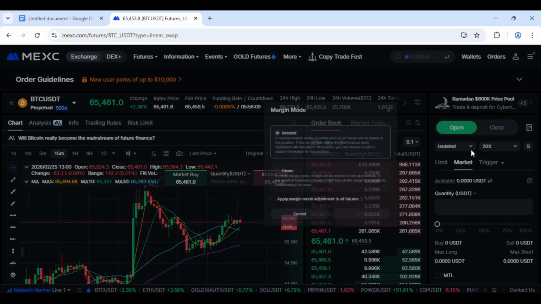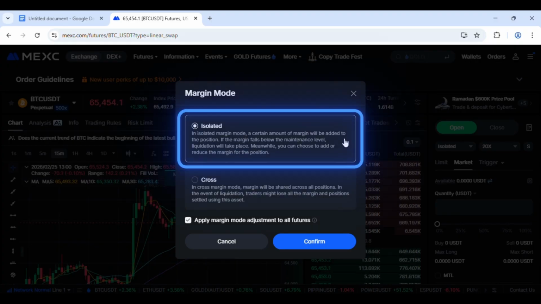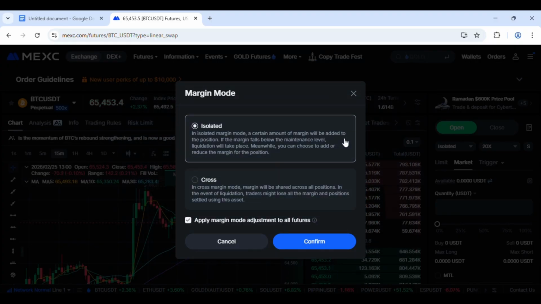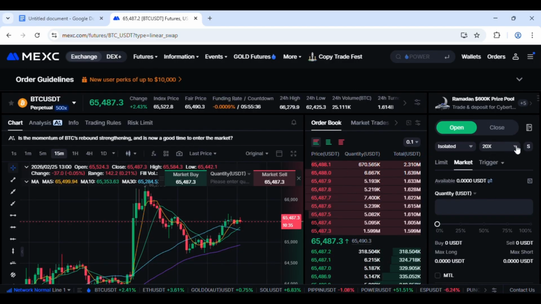Step 3. Margin mode. You will see two options here: isolated margin and cross margin. When you choose isolated margin, only the funds you assign to that specific position are at risk. If the trade goes against you, only that margin can be liquidated, not your entire account. When you choose cross margin, your entire account balance can be used to maintain the position. This reduces the chance of liquidation, but it puts more of your funds at risk. Most beginners choose isolated margin.